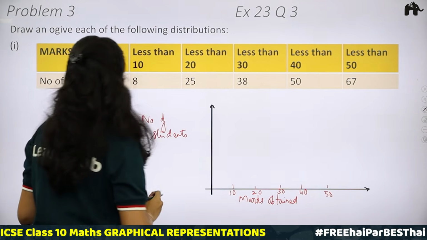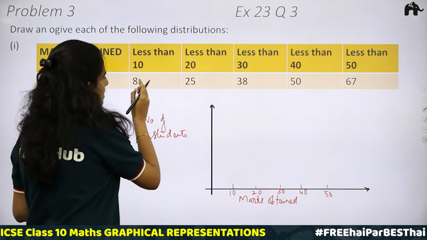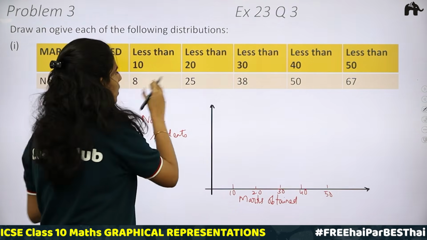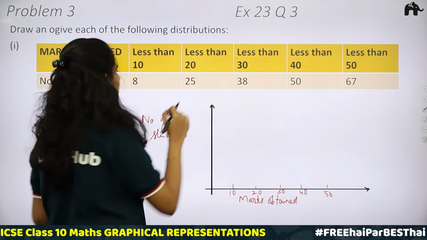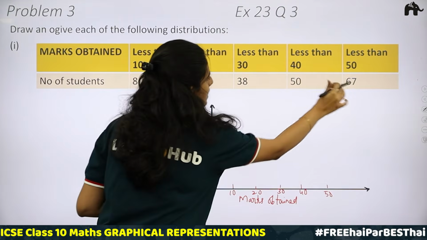Now check the frequencies. So these frequencies are known as cumulative frequency. Okay. So this value is included here. These two values are included here. That is when you add up you are getting this. Clear? Now here we have 8, 25, 38, 50, 67.